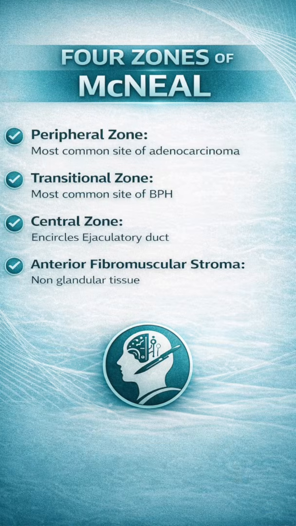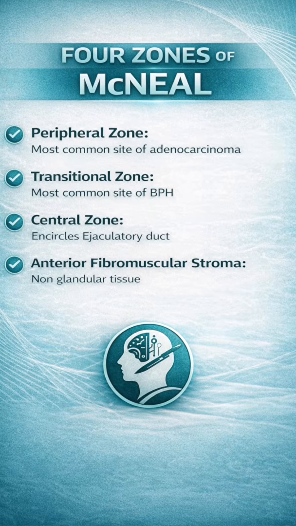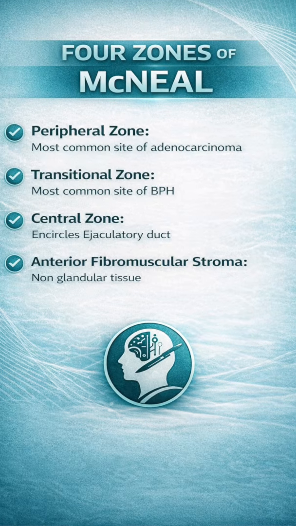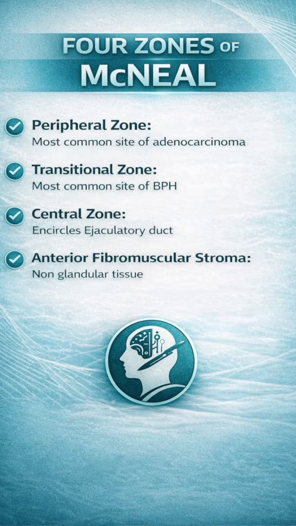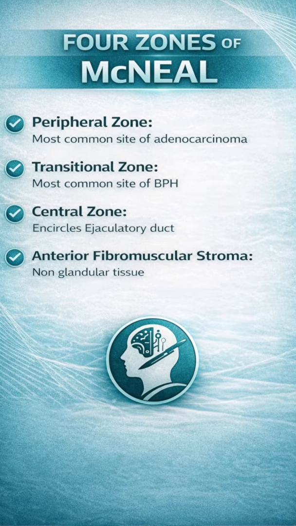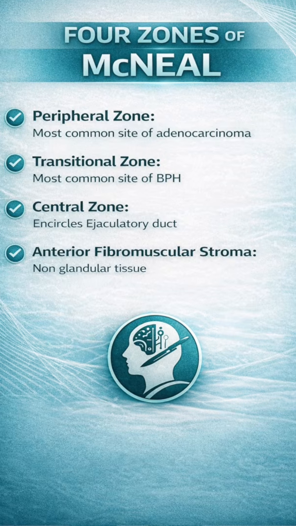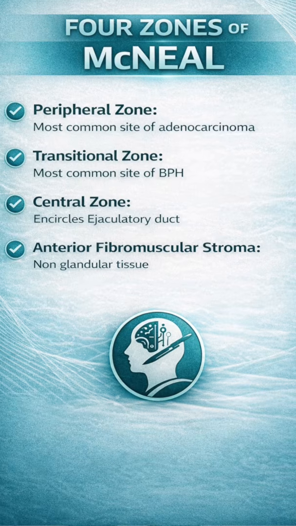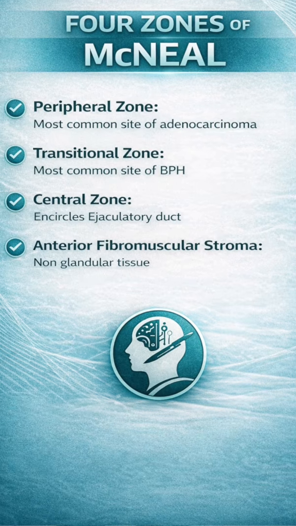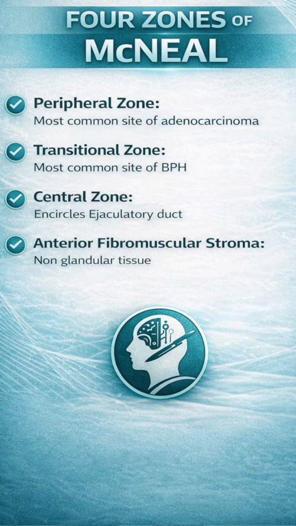First among them is the peripheral zone, which is a cup-shaped posterior part of the prostate. 70% of the adenocarcinoma come from here. The central zone is the one which surrounds the ejaculatory duct. Though this zone is adjacent to the peripheral zone, it is relatively carcinoma resistant. Transitional zone is the periurethral zone, and this zone is the one where BPH is commonly seen. And anterior fibromuscular stroma is a non-glandular area, and so carcinomas are rarely seen here.